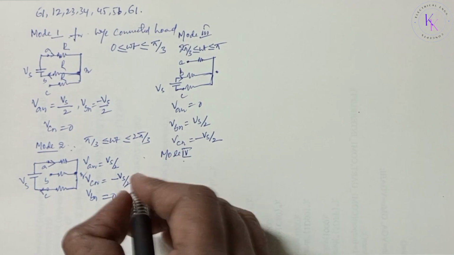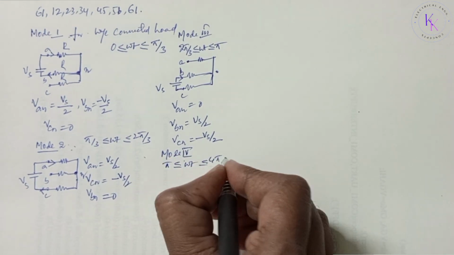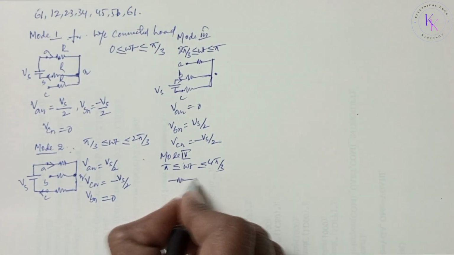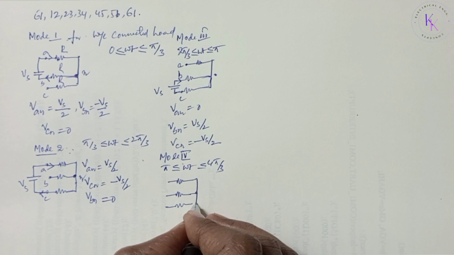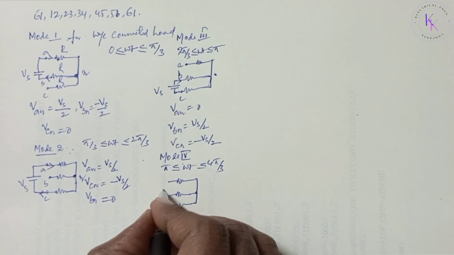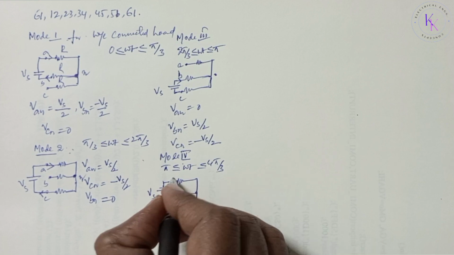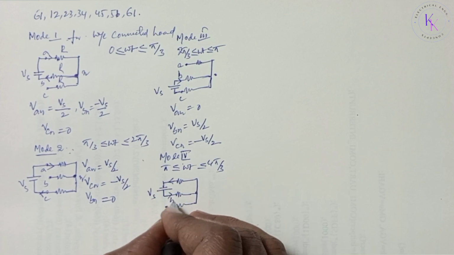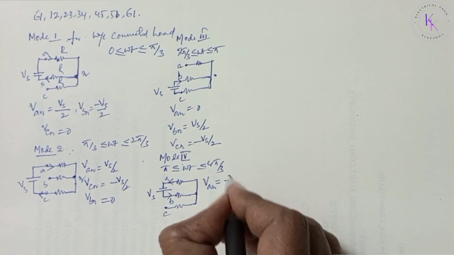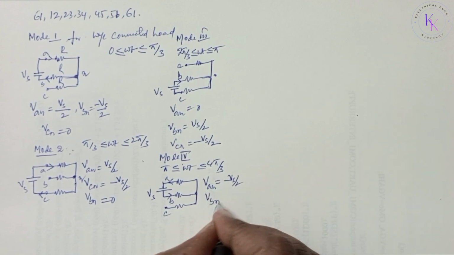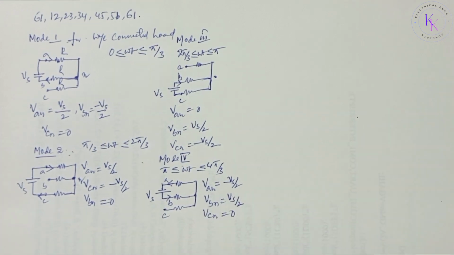Mode 4 is between pi and 4 pi by 3. The equivalent circuit: C is left alone, and B is having positive voltage and A is having negative voltage Vs. The current direction is reversed, B to A. Then VAN equals minus Vs by 2, VBN equals Vs by 2, and VCN equals 0.